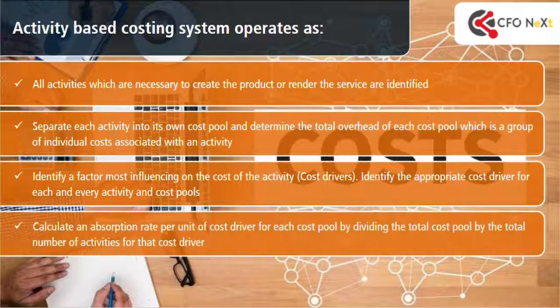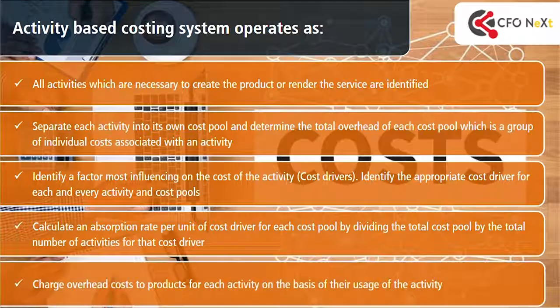For each cost pool, we have to calculate an absorption rate per unit of cost driver. This can be calculated by dividing the total cost pool by the total number of activities for that cost driver. We have to charge overhead costs to products for each activity on the basis of their usage of the activity.